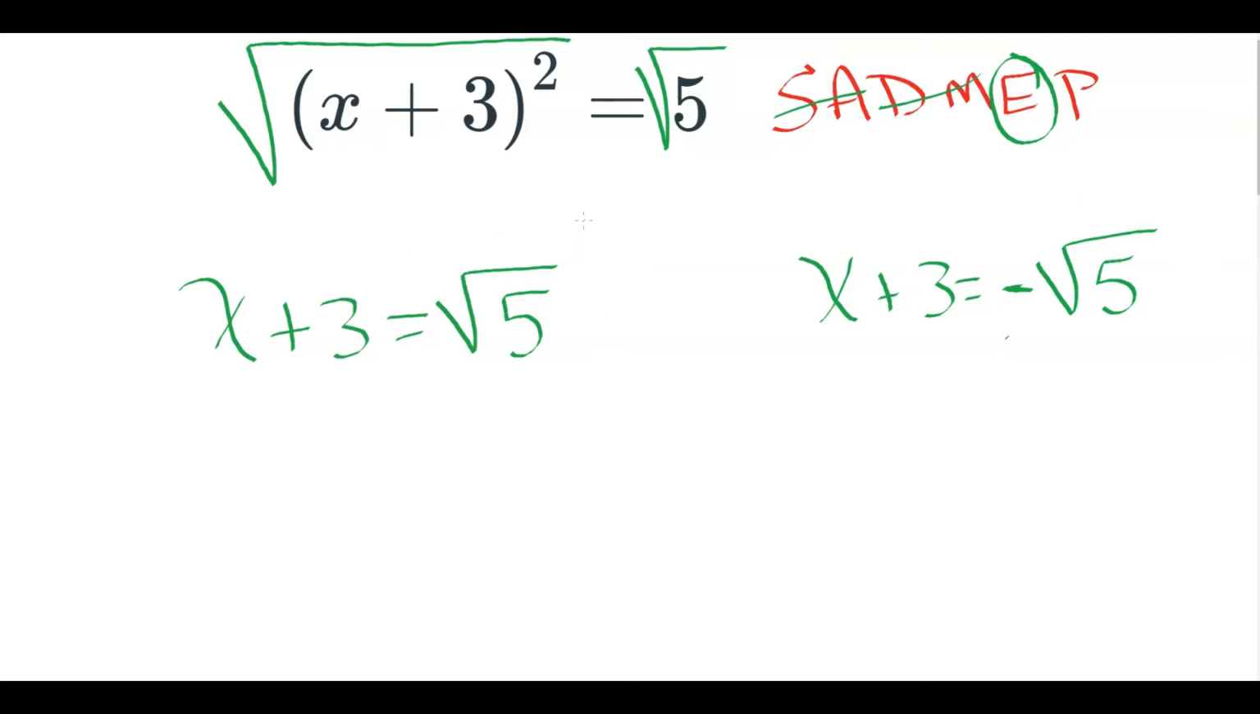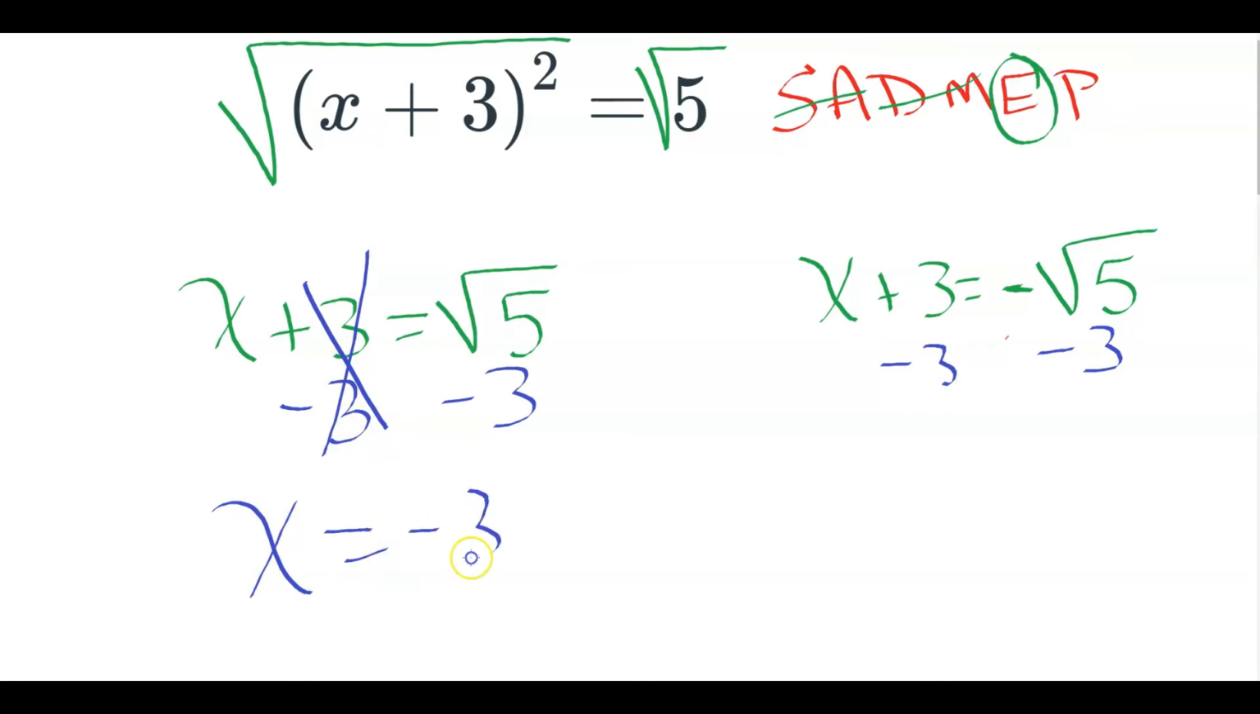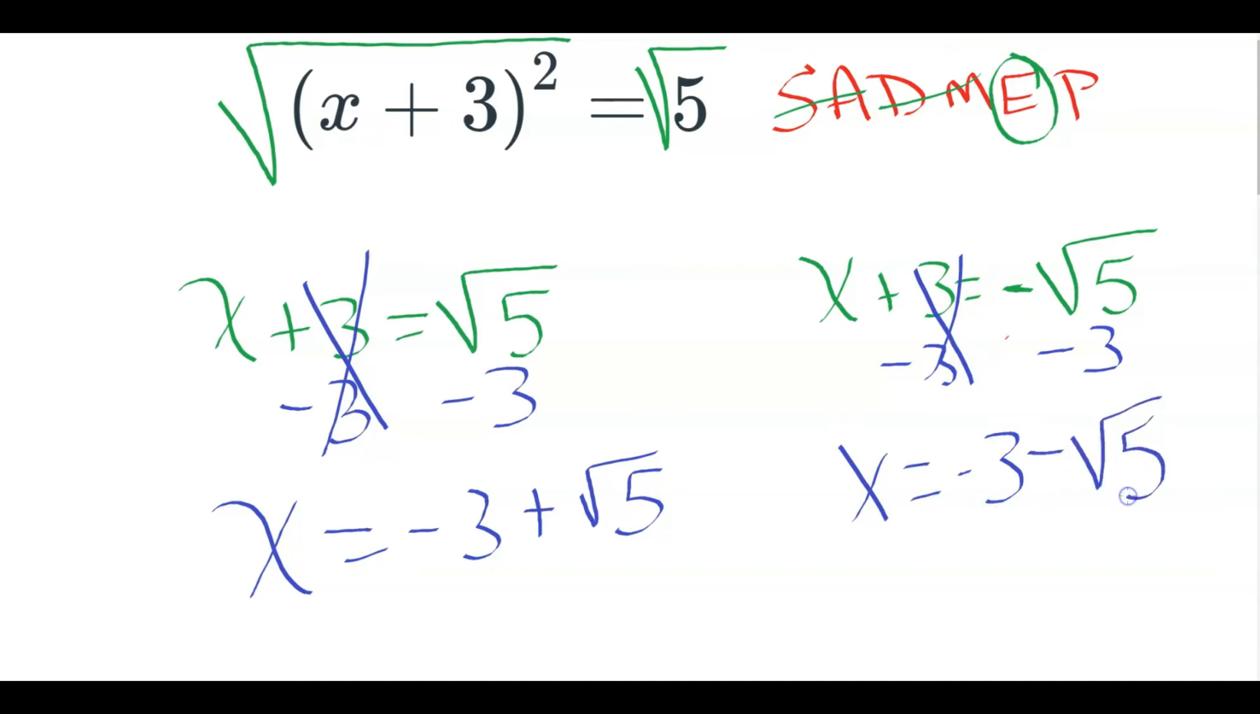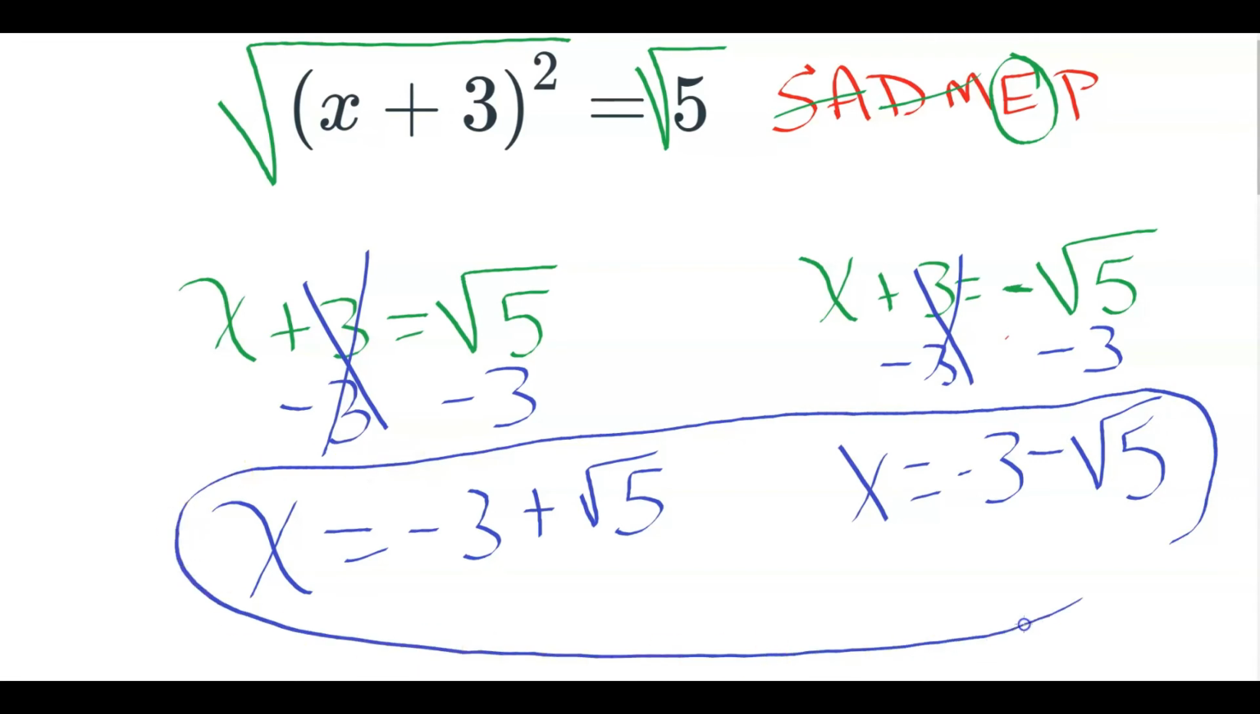Now, the last thing I have to do when I solve for x is get rid of this x plus 3. I want x to be by itself, so I would have to subtract 3 from both sides, and that's going to be the same on either one of these. So my answer over here is going to be x equals negative 3 plus the square root of 5, and on the other side this cancels out again. I've got x equals negative 3 minus the square root of 5, because that's a negative square root of 5. So these are my two solutions.